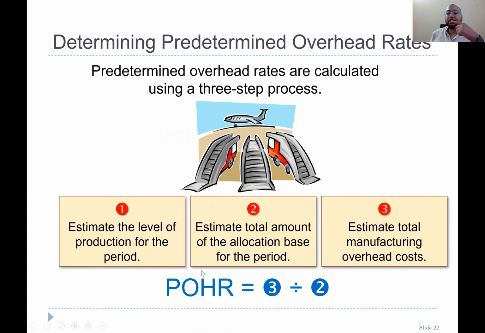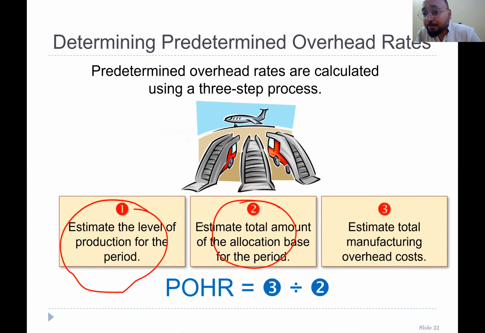So there are 3 steps to find out the predetermined overhead rate. First of all, you estimate the level of production for the period. You estimate on which basis you are deriving this cost. And at the end, you estimate the total manufacturing overhead. Simple. Let's just talk about this.